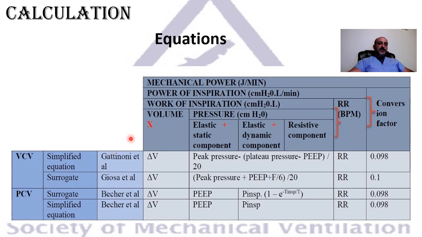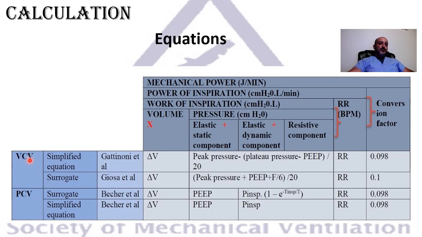To simplify it, if you look at the table, it's the change of volume multiplied by the change of pressure, multiplied by the respiratory rate, multiplied by the conversion factor, to get us to the mechanical power. Again, the tidal volume is here, the pressure is in the middle: the elastic static component, which is usually the PEEP, the elastic dynamic component, which is the tidal work, plus the resistive component.